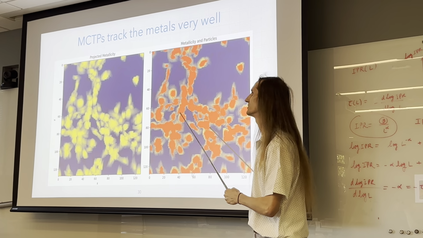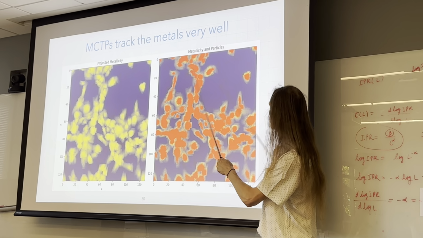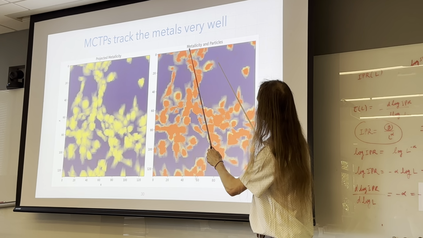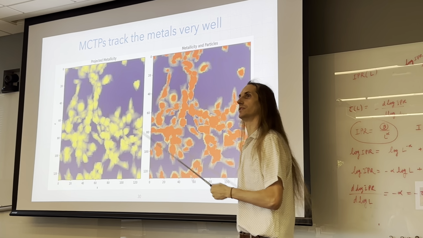We see a lot of particles in the high metallicity regions. There's no particles out in the voids of low metallicity. Now the only thing is they don't completely fill out all of the high metallicity region. This is likely due to the low resolution of the simulation.